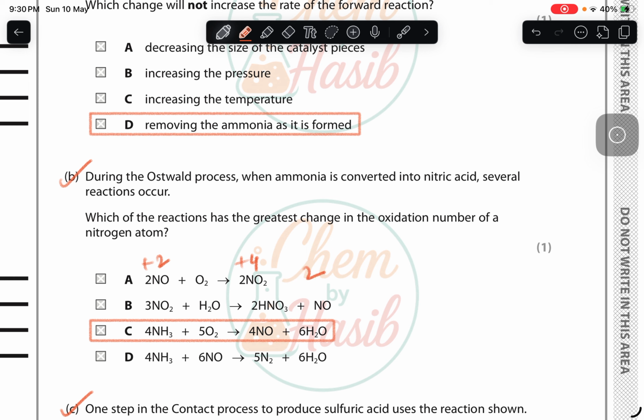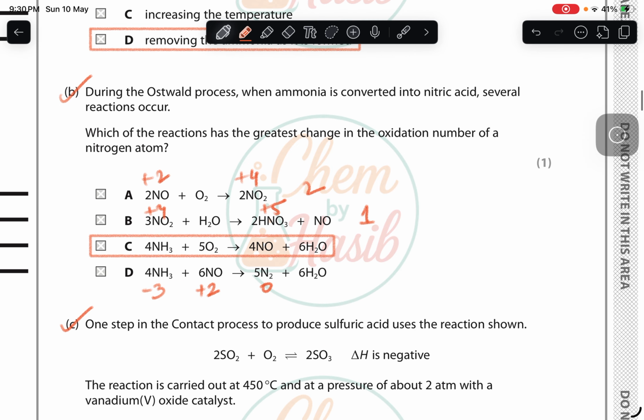Let us look at option B. The oxidation number of nitrogen is plus 4 and the oxidation number of nitrogen here is plus 5. So the difference is only 1, right? The difference is only 1. If you look at option D, the oxidation number of nitrogen is minus 3, here it is plus 2, and here it is 0. So there are two differences here. From 2 to 0, the difference is 2. And from minus 3 to 0, the difference is 3.